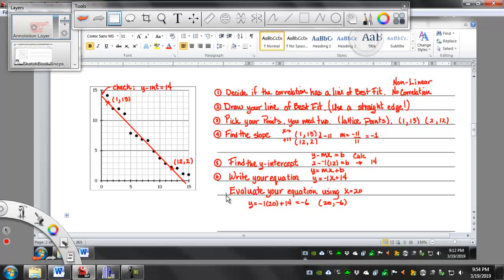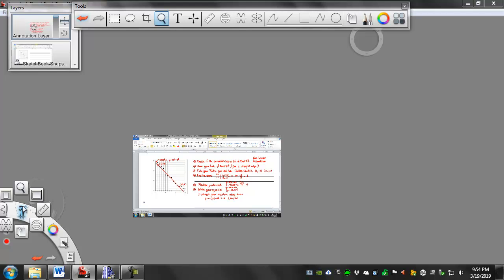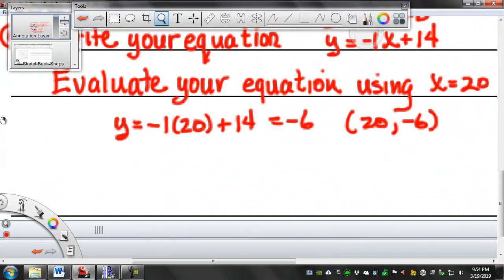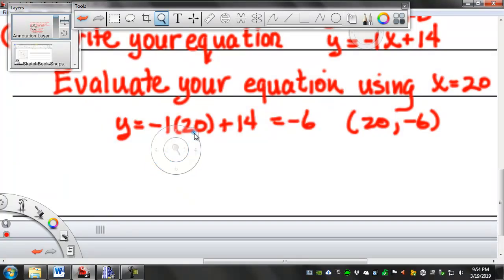Now the last thing I want you to do, and this will be the same thing for the quiz, is we're just going to always use x equals 20 to evaluate our equation. I think you remember from when we did functions how to evaluate an equation. We just put the value for x into the equation, or into the function, and we put it in our calculator, and out comes the y value. So for this one, when x equals 20, negative 20 plus 14 gives me a negative 6. So when x is 20, y is negative 6.